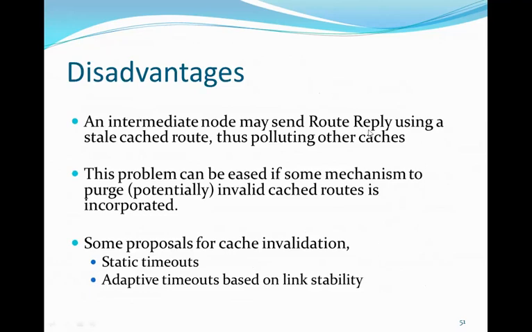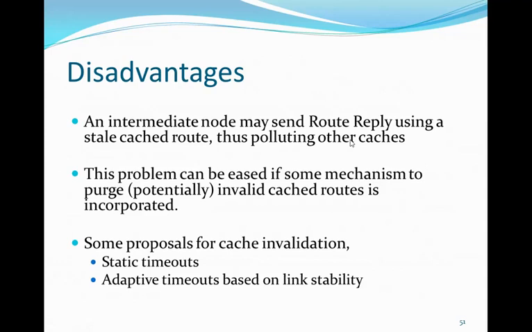An intermediate node may send a route reply using a stale cached route, thus polluting other caches as well. So, for example, if a node has some outdated information and shares it with a new node that is looking for its desired destination, that new node will also share the outdated information with other nodes, and it will spread across the network. Therefore, this problem can be eased if we incorporate some mechanism to purge potentially invalid cache routes. For example, we can use some mechanism to check the validity of these caches, whether all the entries available in the cache are updated or not.